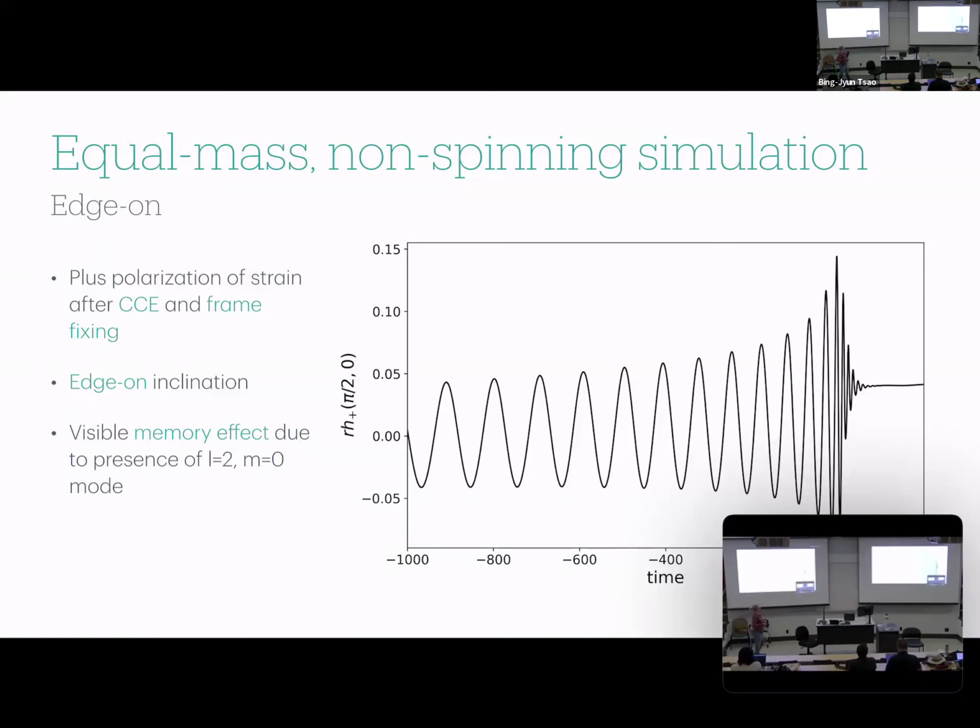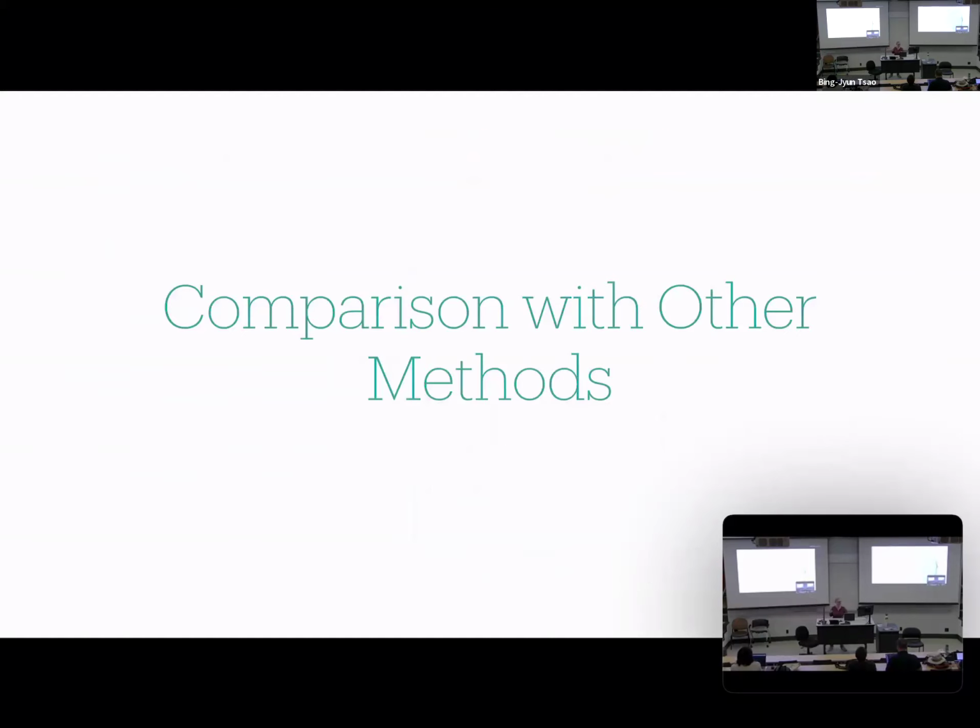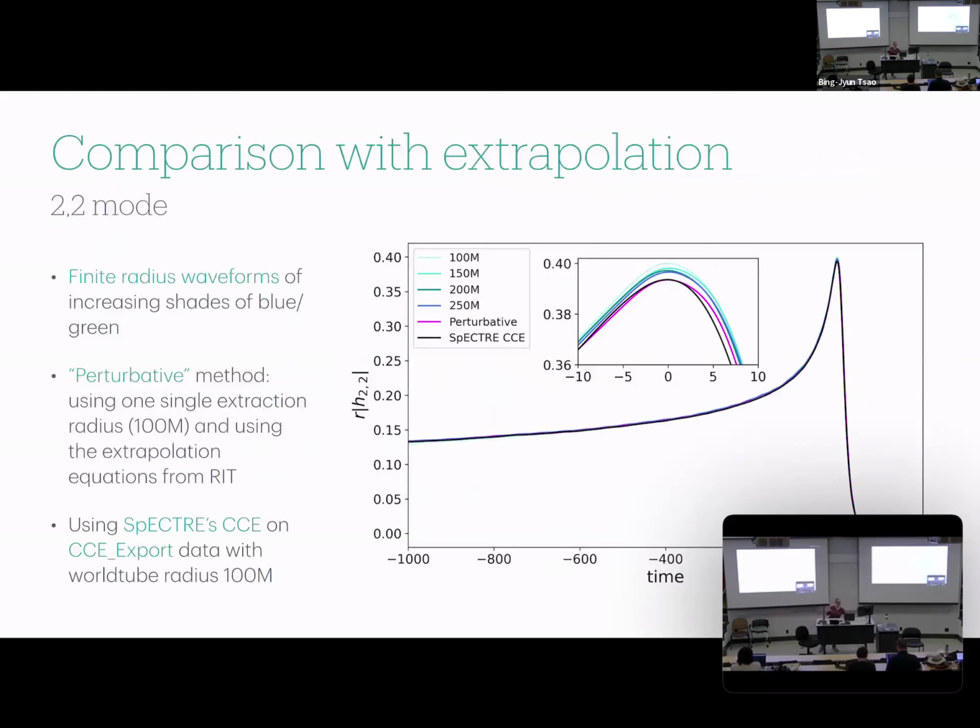And there were a few reasons why this was tricky before. So one, it can get lost in the extrapolating to infinity if you're not doing an actual evolution. And two, it gets lost when you're integrating from psi4 to obtain strain. And so now with getting strain directly and evolving out to infinity, we're able to see the memory effect. Okay, so now we're going to do some comparisons with other extrapolation methods.